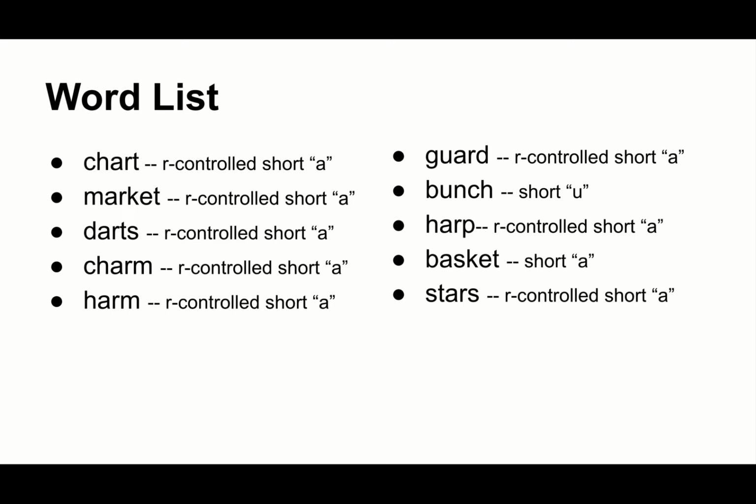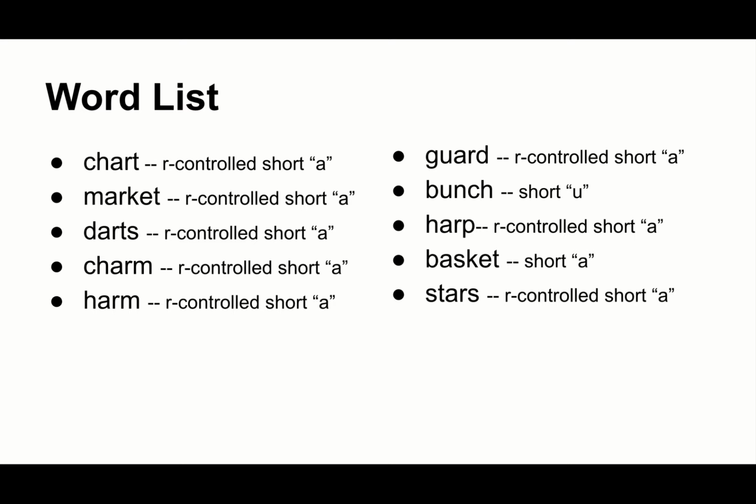On the word guard, even though it has the letter U, you don't say it. So it's not "gu-ard," it's just "guard." Bunch says "uh" like up, short U. Harp says "ar" like star, R-controlled short A. Basket says "a" like apple, short A. Stars says "ar" like star, R-controlled short A.